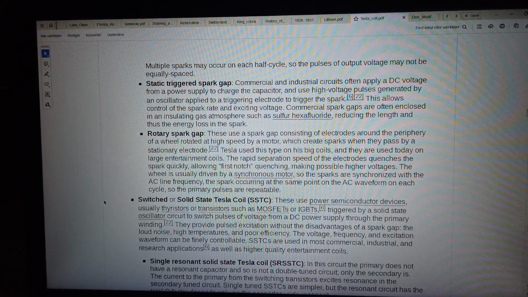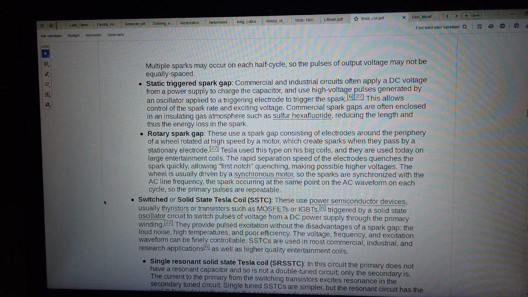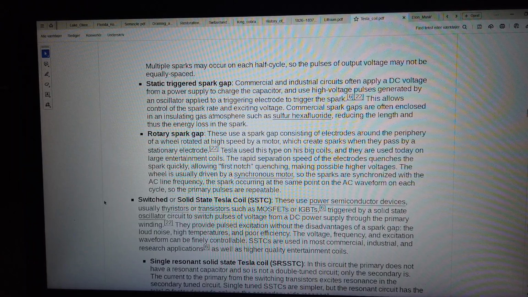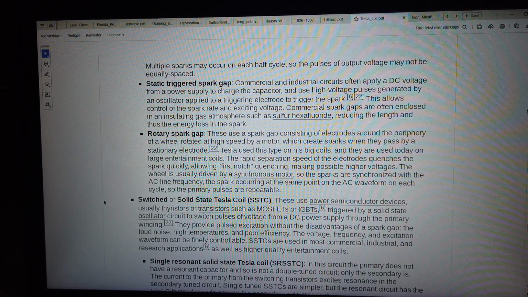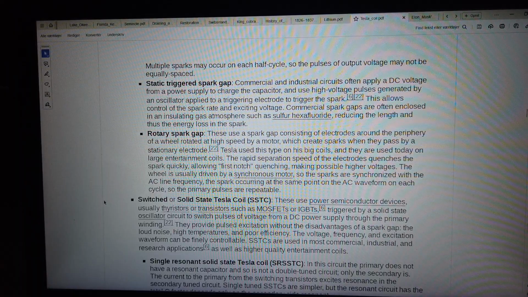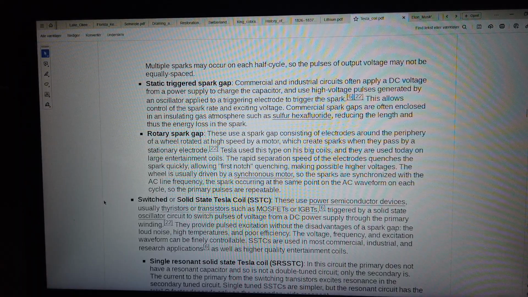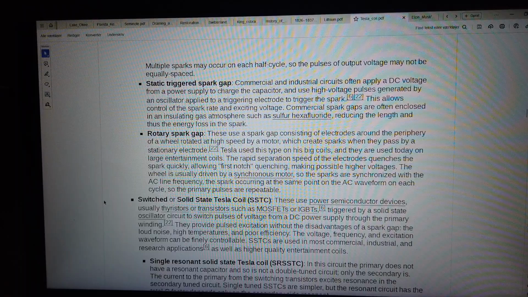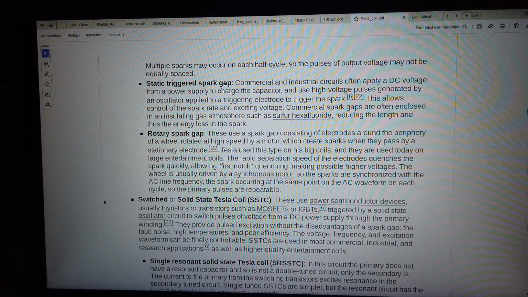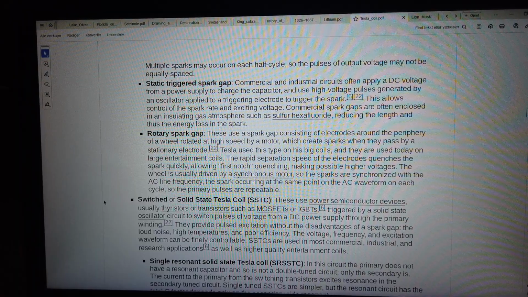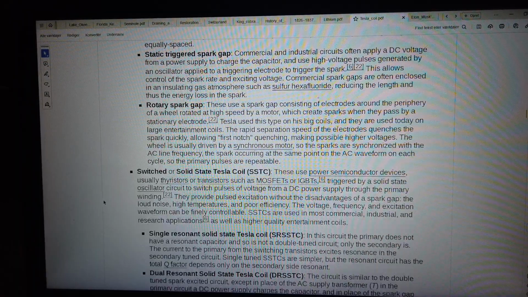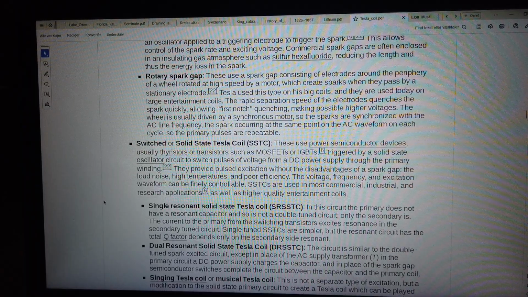Rotary spark gap. These use a spark gap consisting of electrodes around the periphery of a wheel rotated at high speed by a motor, which create sparks when they pass by a stationary electrode. Tesla used this type on his big coils, and they are used today on large entertainment coils. The rapid separation speed of the electrodes quenches a spark quickly, allowing first notch quenching, making possible higher voltages.